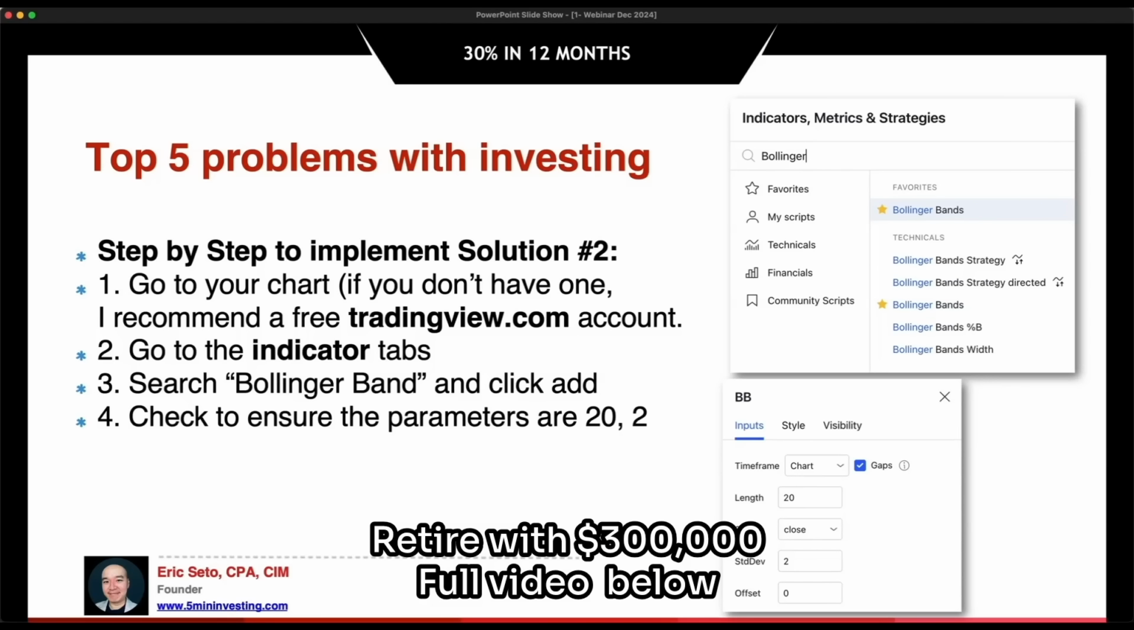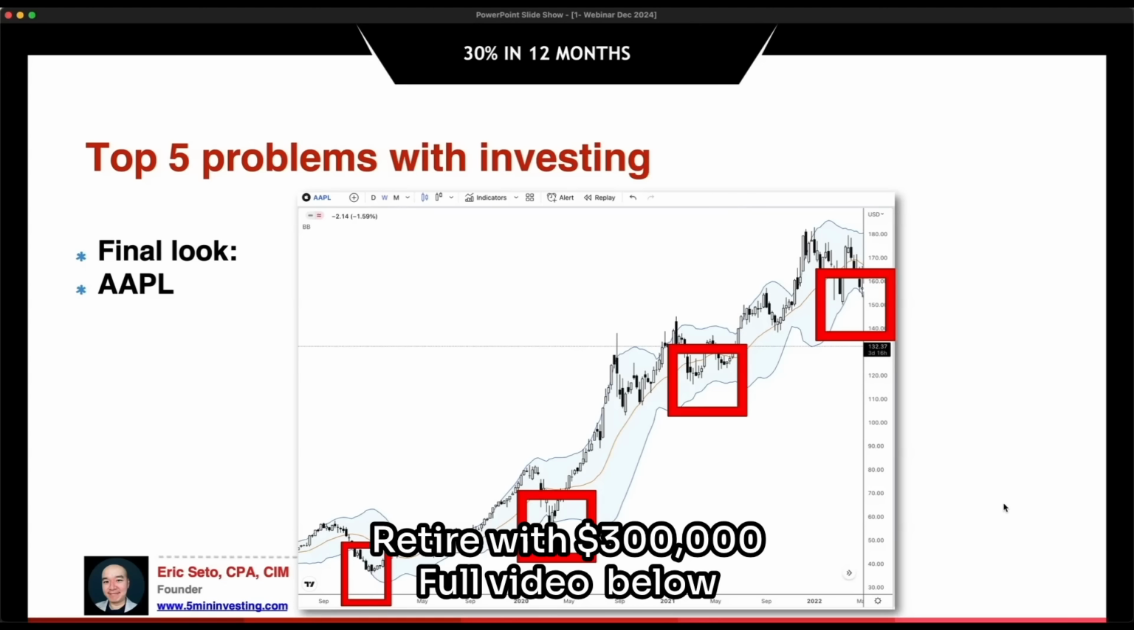So how you set this up, which I'll go through in detail later on in this webinar, is that you go to tradingview.com, which is the charting software I use. You go to the indicator tab on the right-hand side, search Bollinger Band, and then click add, and the default parameter is already 20,2. So you just click add and you should see it on Apple looking like this. And basically whenever it is close to the bottom parts of the band, these rectangles you see here, that's a good time to buy. And for this stock, Apple, you can see that over the last 2-3 years, there are 4 or 5 opportunities to buy Apple at a discounted price. So for long-term investing, buying stocks at a discount is crucial.